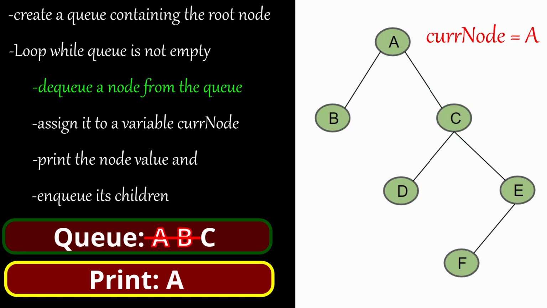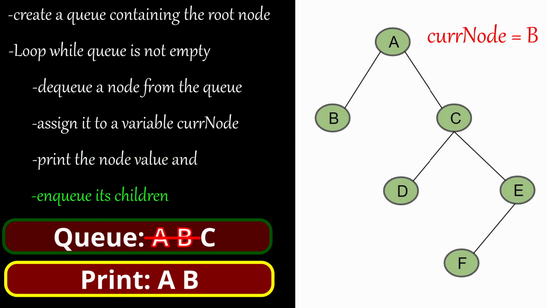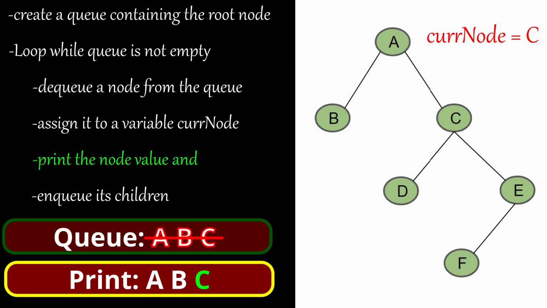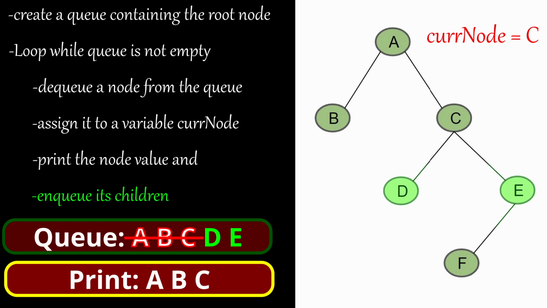We dequeue node B and assign it to the variable current node. Then we print its value and enqueue its children. But node B has no children, so there is nothing to enqueue. However, the queue is still not empty, so the loop continues. We dequeue node C and assign it to the variable current node. Then we print its value and enqueue its children, which are nodes D and E.